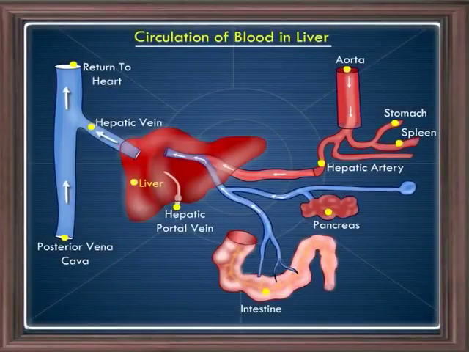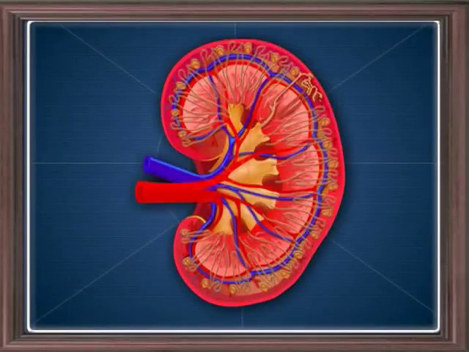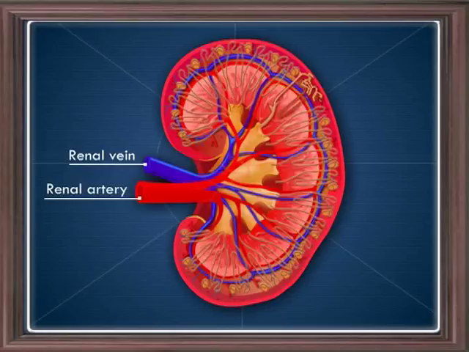What are the blood vessels entering and leaving the liver and kidneys known as? The blood vessels entering the liver are the hepatic artery from the aorta into the liver, and the hepatic portal vein from the stomach and intestine into the liver. The blood vessel entering the kidneys is the renal artery from the aorta into the kidney. The blood vessel leaving the kidneys is the renal vein from the kidney into the posterior vena cava.